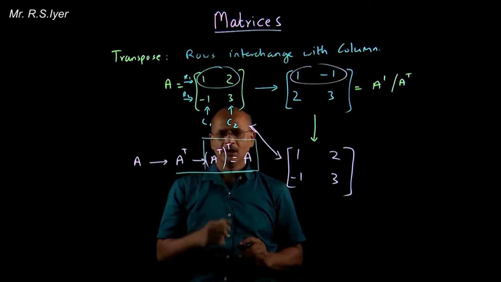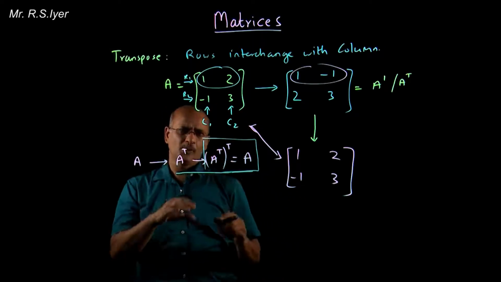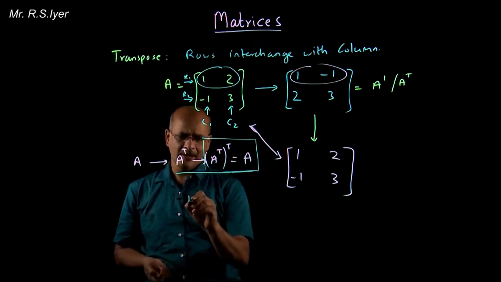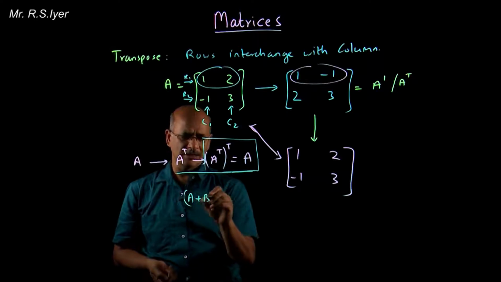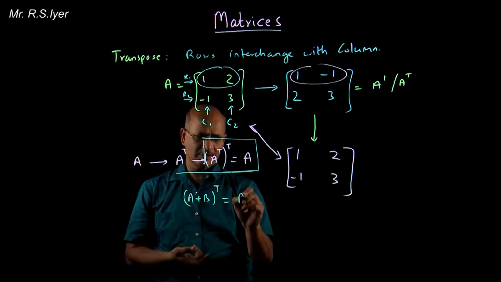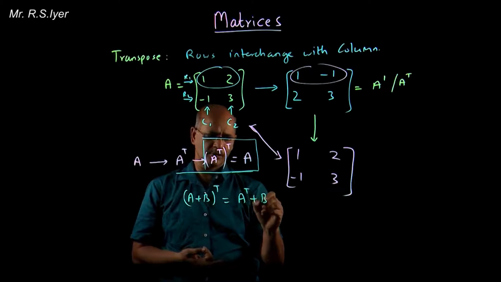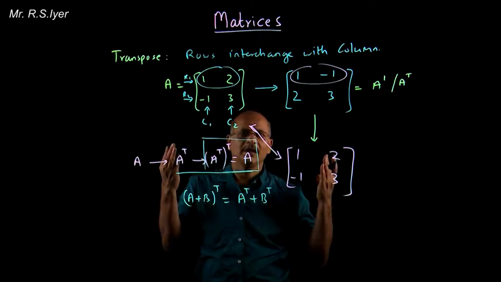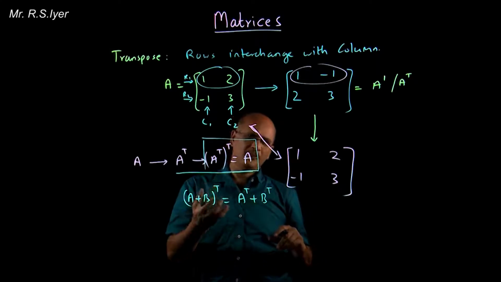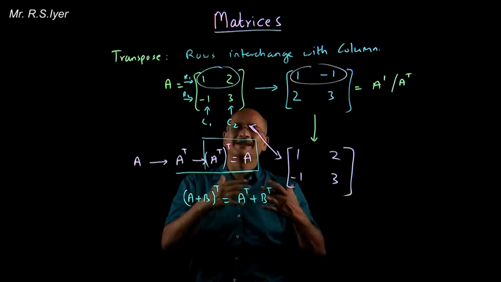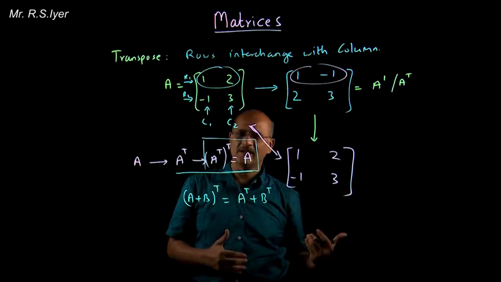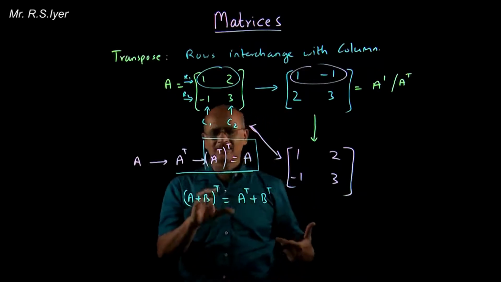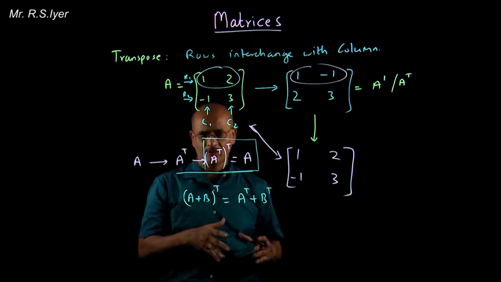This is one property. Two more properties are there. A plus B whole transpose can also be given as A transpose plus B transpose. You might ask me, sir, what is this property about, and what does it help us with? This property helps us to work on the sums in a better, easier, and simplified way. That's why these properties are relevant.